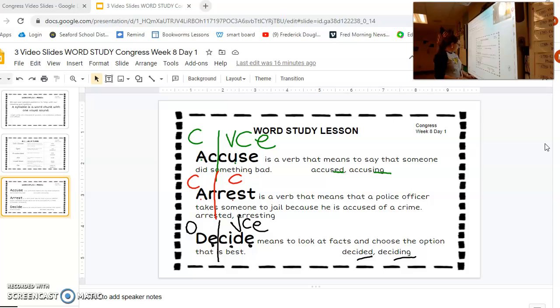And I completely forgot to tell you, in the word arrest, if you want to put it in the past tense or present tense, you just leave it like it is. Add ed in the past tense and ing in the present tense.